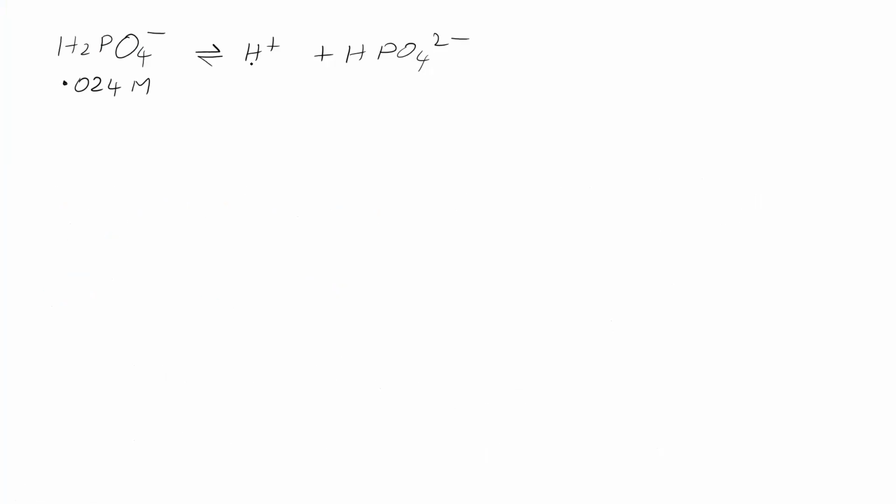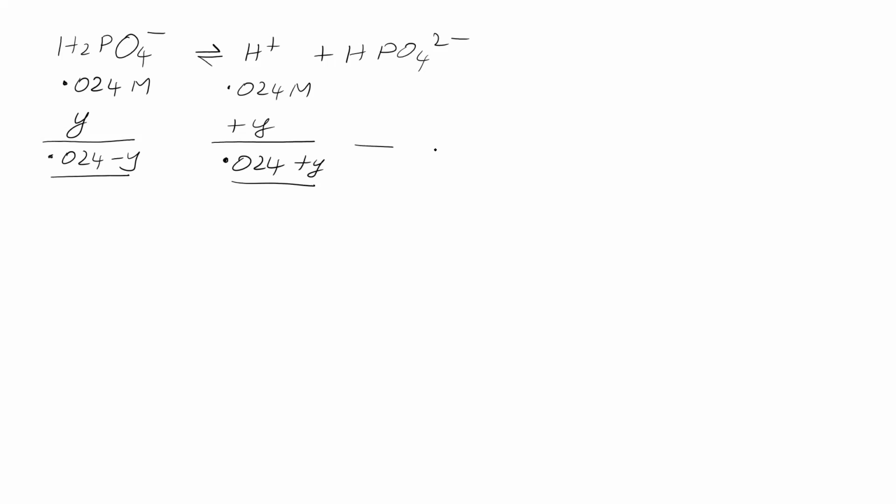H plus in the previous equation we got 0.024 molar. This much H plus we got from H3PO4. Here H2PO4 minus is dissociating Y molar. How much remaining? 0.024 minus Y molar remaining. H plus produced is Y molar. Therefore, H plus now present is 0.024 plus Y molar. HPO4 2 minus produced is Y molar.